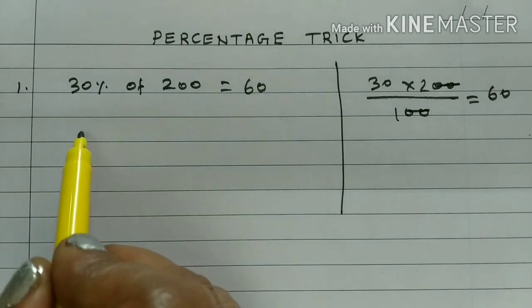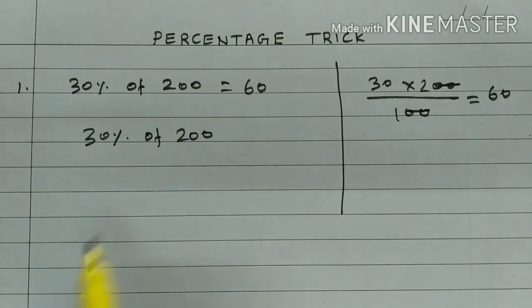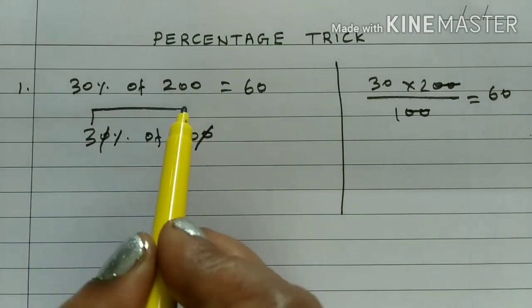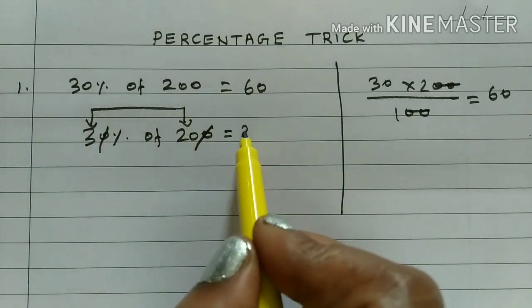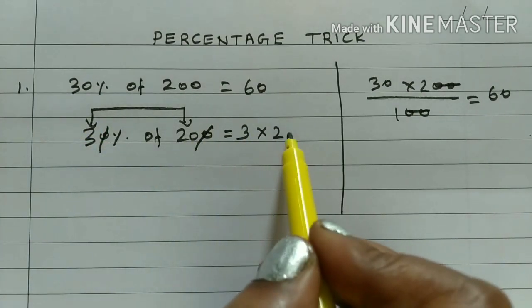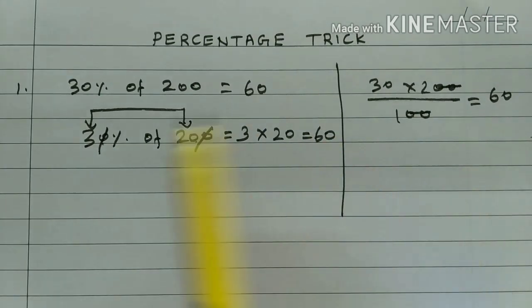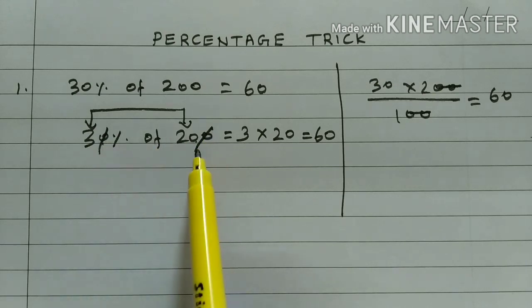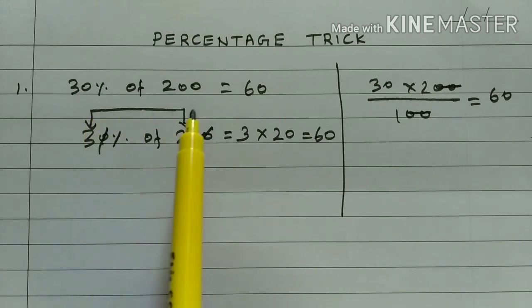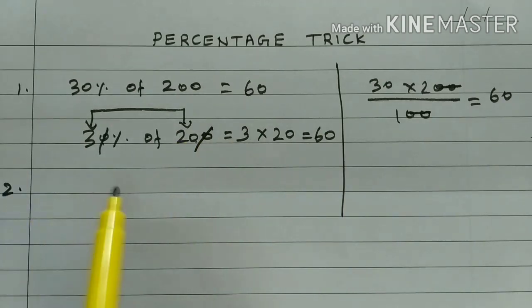So what I am going to do: if two numbers end with 0, I am going to cancel 2 zeros from these two numbers and multiply the remaining numbers. That is 3 multiplied by 20 is equivalent to 60. So if the numbers end with 0, we can directly cancel the 2 zeros and multiply the remaining numbers to get the percentage. Let's take another example.